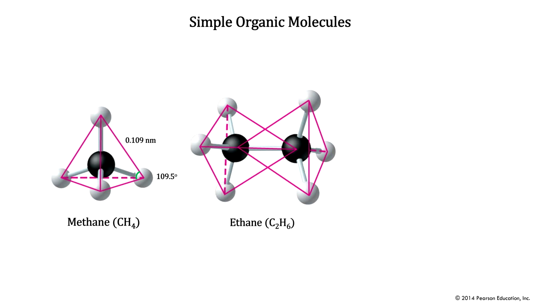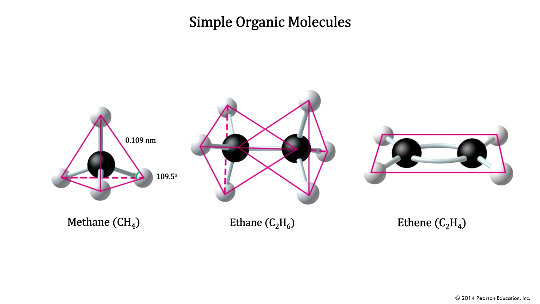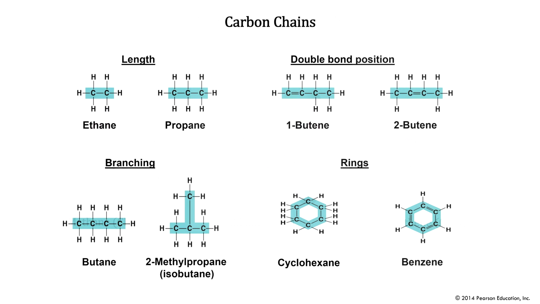Here's ethane with 2 tetrahedrons pointing at each other, and here's ethene. It shows that when 2 carbon atoms are joined by a double bond, all other attached atoms will be in the same plane. The molecule is flat. These are all hydrocarbons, organic molecules that contain only carbon and hydrogen. Carbon chains form the skeleton of most organic molecules. These skeletons can vary in length. They can branch. The locations of single or double bonds can vary, and they can even form rings.